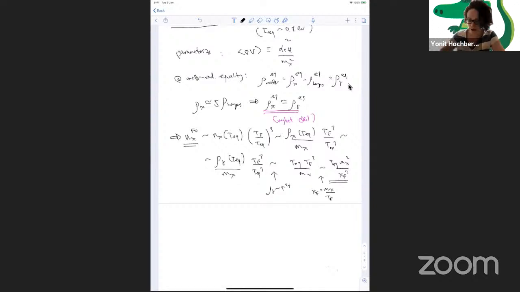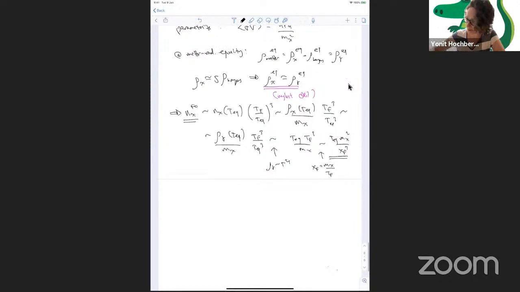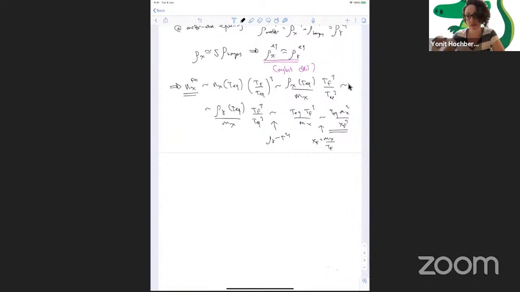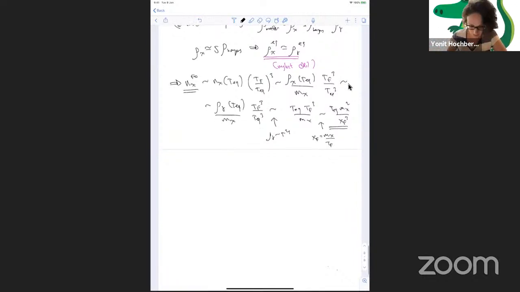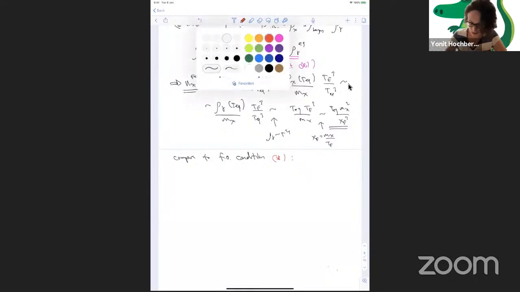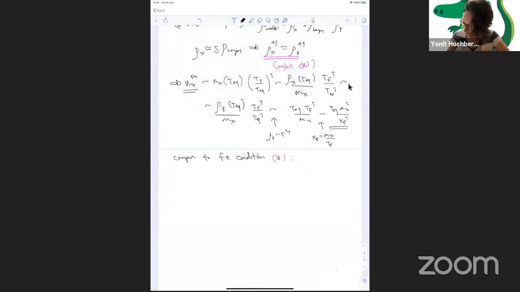And this is what we're going to be using. And now let's plug this into our freeze out condition. So let's compare it to our freeze out condition, what we define to be our equation that I denoted with a star. And so what we find is that here's my 2 to 2 rate.